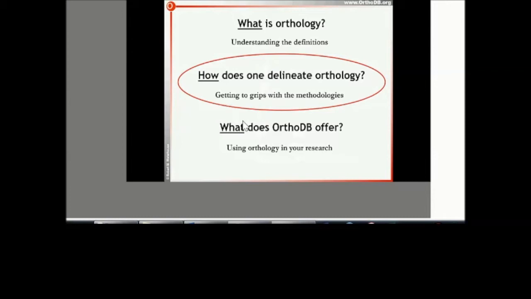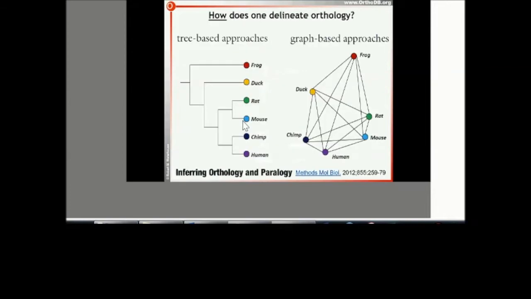So having been through some of the background in terms of the definitions of the terms and where they come from, now we can get to grips with some of the methodologies behind how we go about delineating orthology. For this, I point you to a chapter in a book in Methods in Molecular Biology called Inferring Orthology and Paralogy, where the authors go into some detail behind the main methods for delineating orthology and compare some of the major methods out there. Here we're just going to skim over some of the basic ideas.